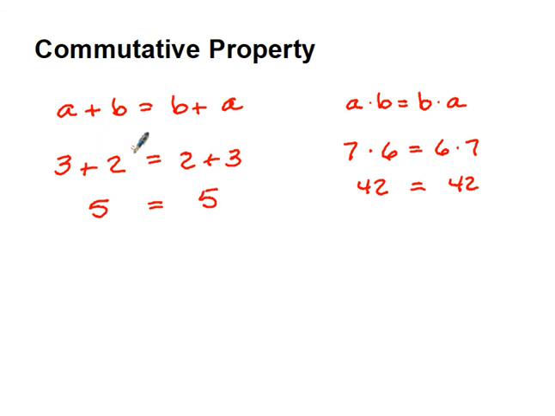Now it's very easy to see the commutative property with these examples, but there are a couple examples which aren't as easy to see. So those are the ones that I wanted to talk about with you guys. So the first one would look something like this. Let's say that we have (5 plus 3) plus 9 equals 9 plus (5 plus 3).